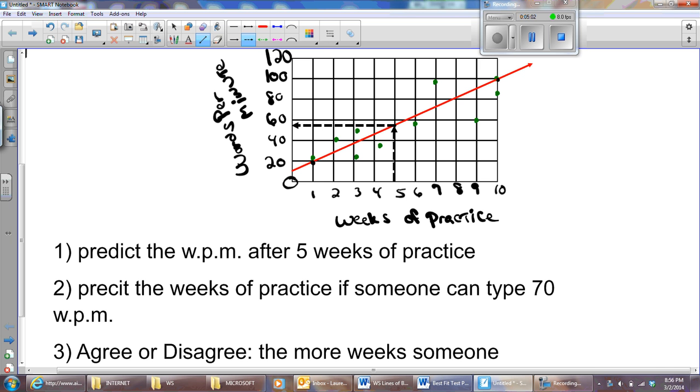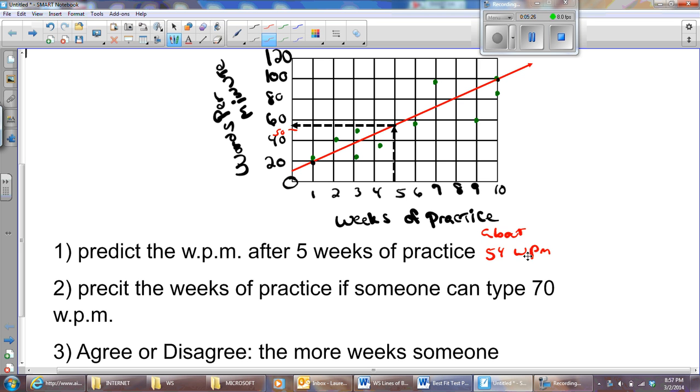Okay. Now I know that if I'm counting by 20s, then halfway here is 50, and it looks like it might be halfway or just a hair under. So halfway would be 55. I'm going to go with 54. About 54 words per minute.